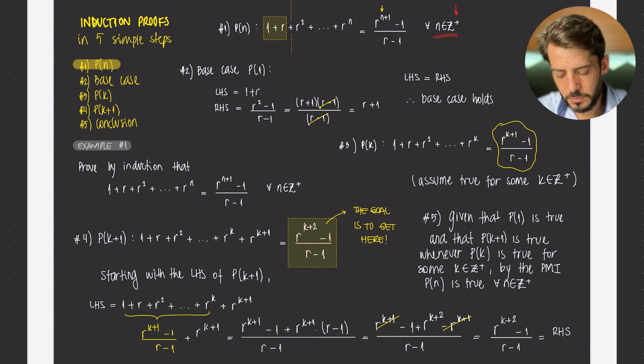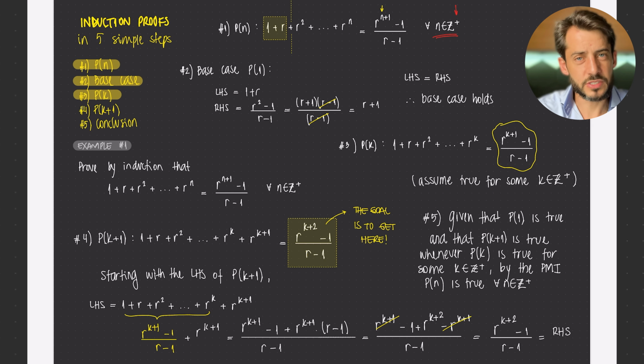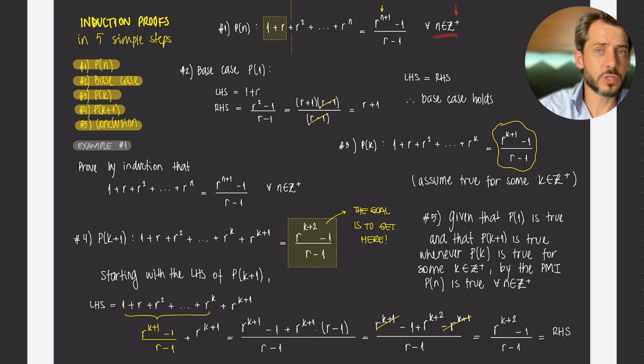Number 1, writing P of n. Number 2, base case. Number 3, P of k, which is the inductive hypothesis. Then we move to the inductive step. And lastly, we write the conclusion. Now we're going to do the same with another example, which involves divisibility.